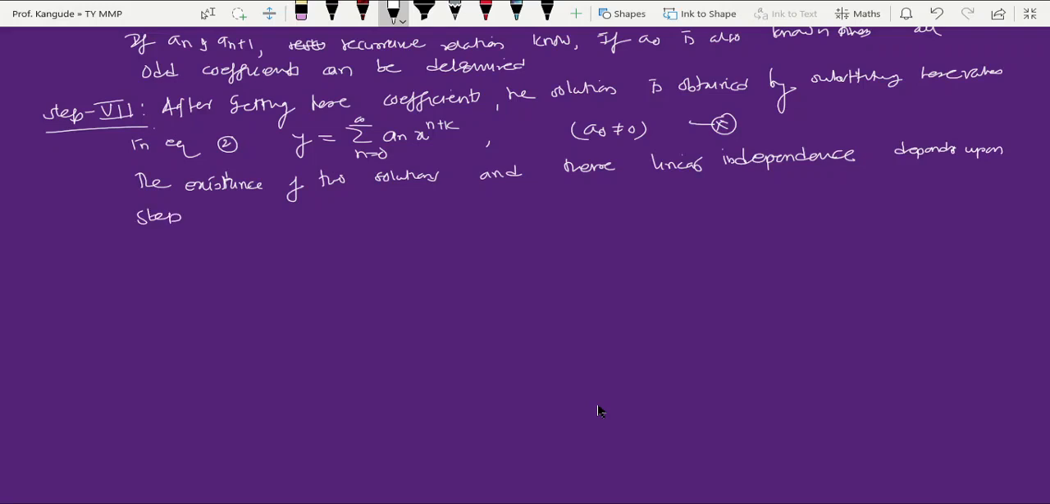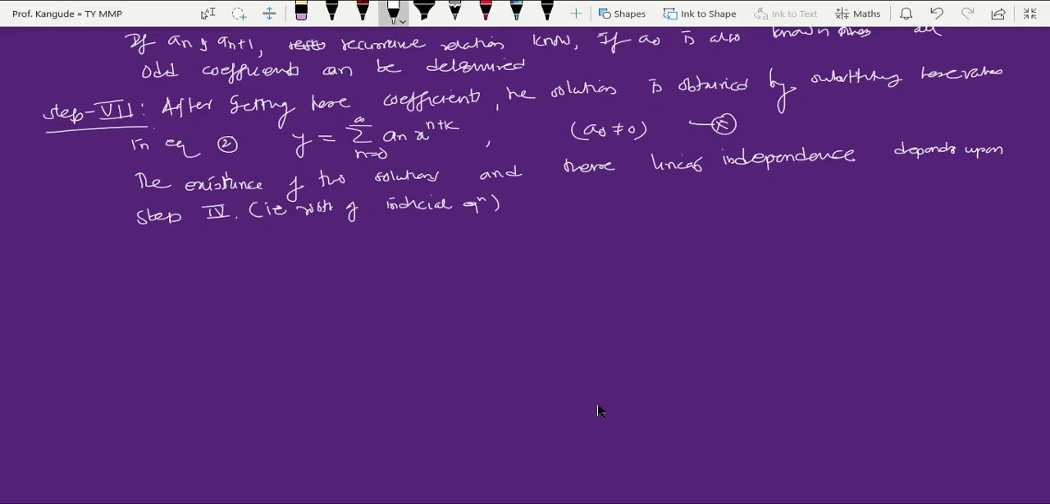Linear independence depends upon step 4. So step 4 will decide whether I get two independent solutions, or two dependent solutions, or only one solution. That will be decided by step 4, that is, the roots of the indicial equation. The roots of the indicial equation will decide this. Actual examples of that we will see somewhat later on.